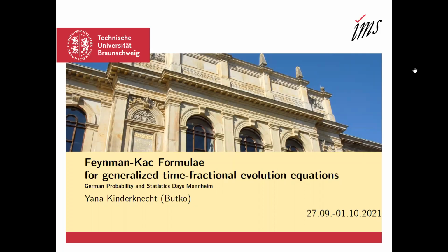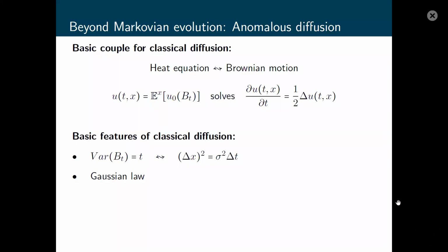My talk is devoted to Feynman-Kac's formula for generalized time-fractional evolution equation. Such equations arise in models of anomalous diffusion. Let us say a few words about classical diffusion first. So, in the case of classical diffusion, basic objects are heat equations and Brownian motion.